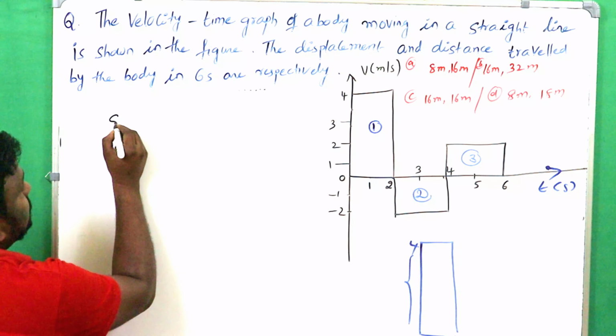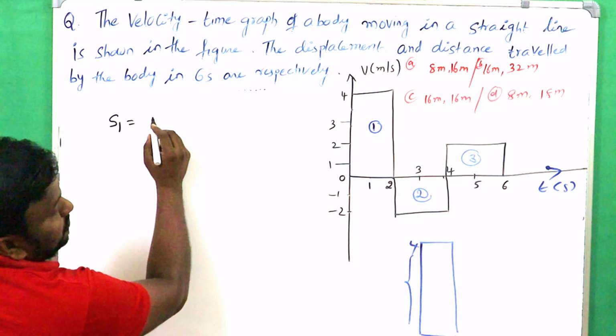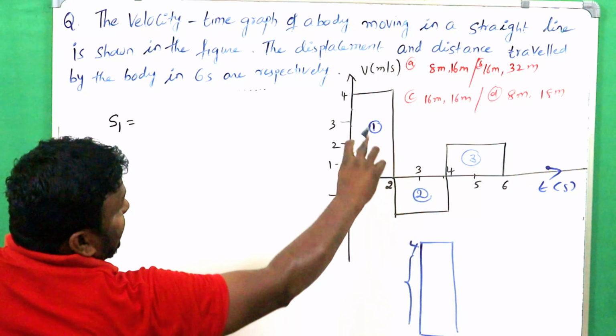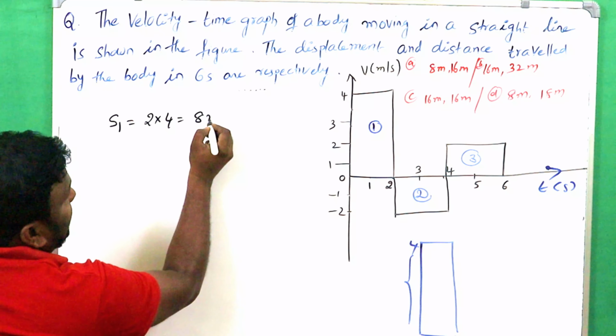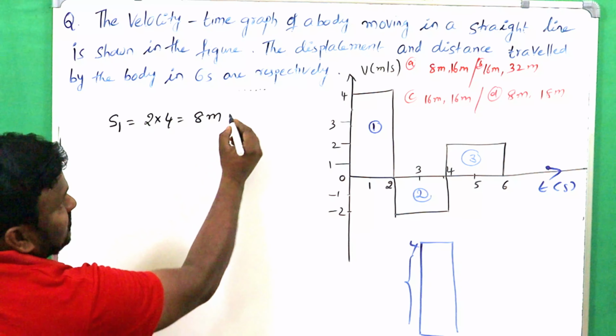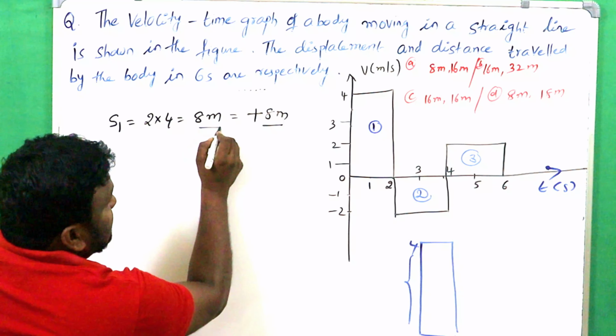Here for the first one, S1, that is length into breadth. Breadth is 2 seconds and the other is 4. 2 into 4, 8 meters. So that is plus 8 meters. It is a displacement and this is distance.